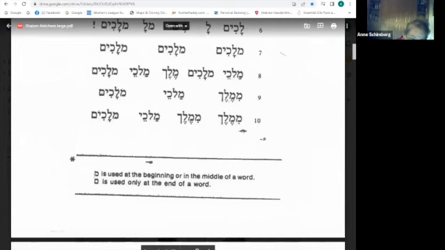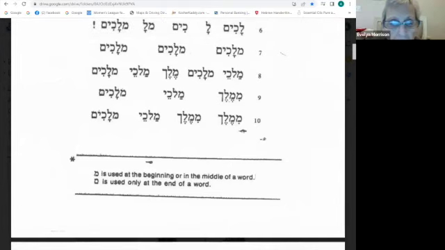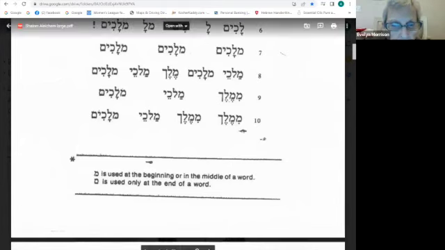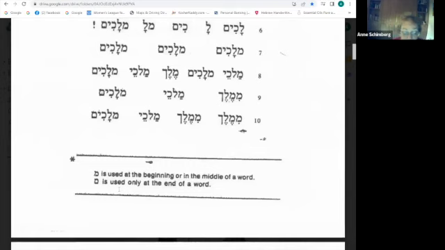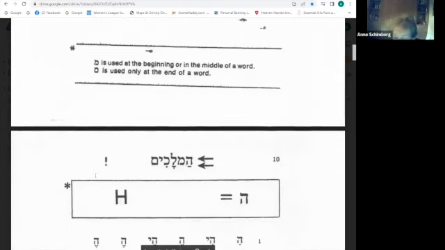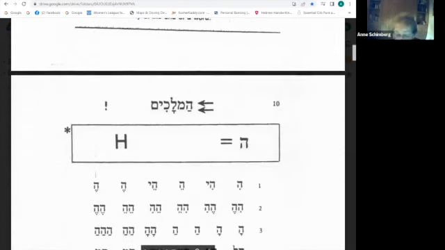He explains this is your mem that's used at the beginning or the middle of a word. Your final mem is only at the end of the word. Like I said, there are five final letters. They're used in the beginning and the middle, but then at the end, they're a little bit different. Okay, what's our timing? It's 10:57. We can do a little bit more.